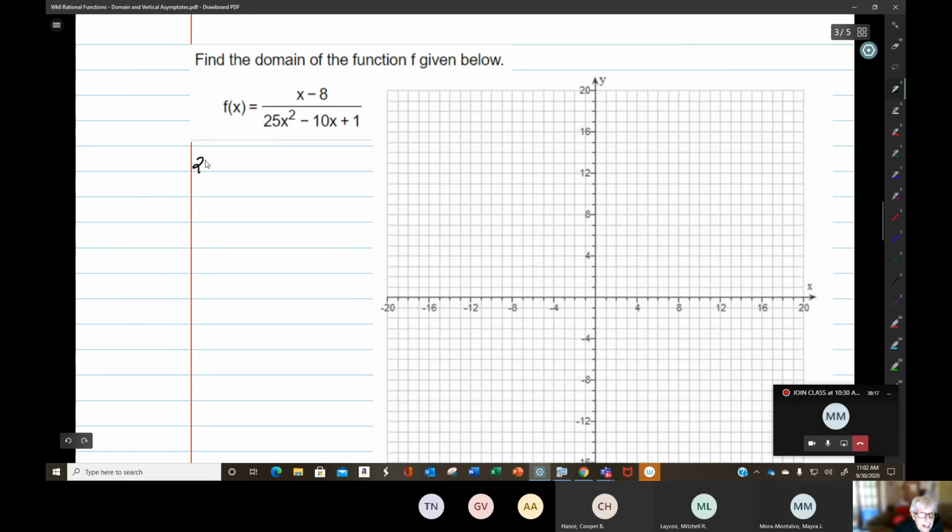So 25x squared minus 10x plus 1. Okay, A equals 25, B equals negative 10, C equals 1. I have to use the AC method here. Actually, there is a quicker one, but you have to know to look for it. AC is going to be 25 times 1, which is 25.